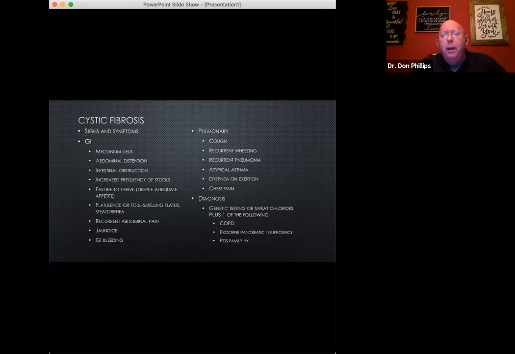So CPAP is actually a good intervention because you can help to remove some of those mucus plugs, get them moving a little bit.